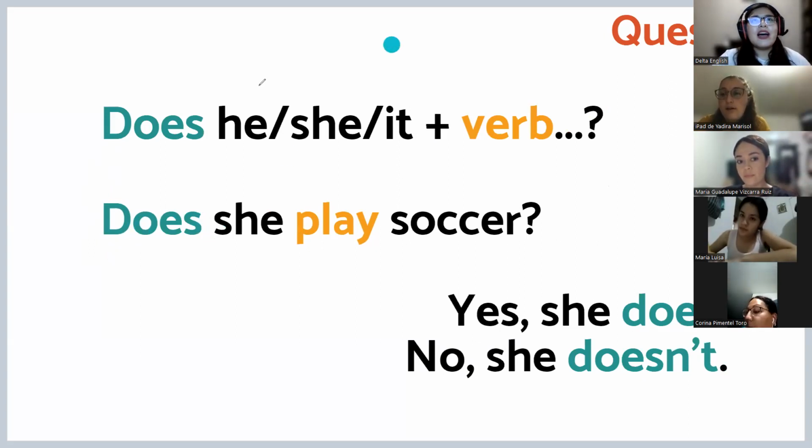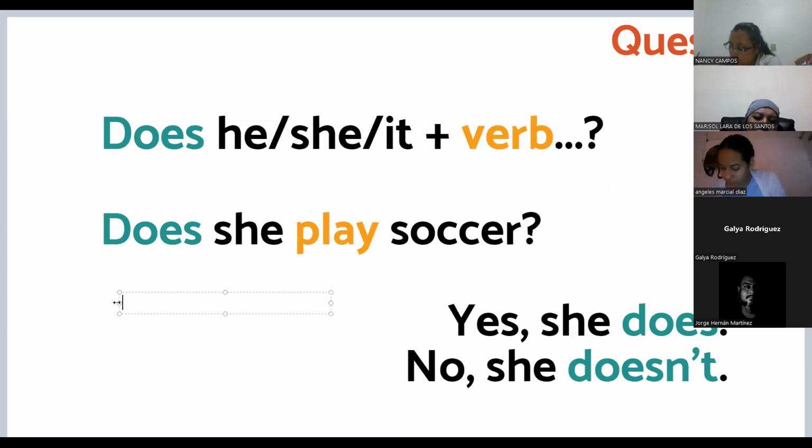So, the example that I have here is, does she play soccer? Ahorita Lupita nos dio otro. Let's see, Ángeles, can you give us another one? An example of a question using does. Does she have a car? Wonderful. Does she have a car?